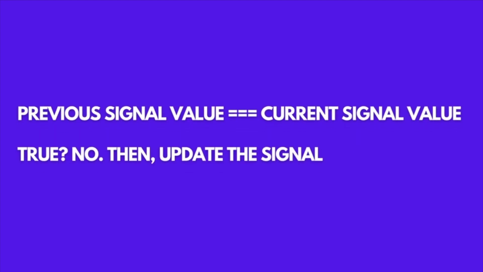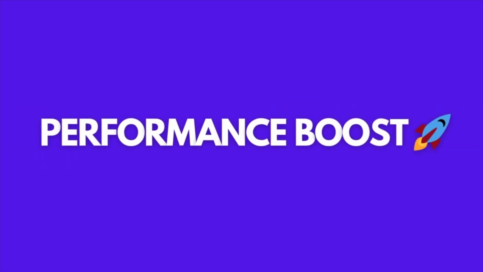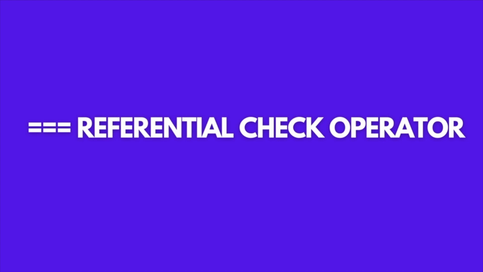But if the two values are not equal, then the equality function will return false, which will make the value of that signal be updated. So you see, this equality function provides a ground for performance boost in our application, which makes it very important, because a signal will only emit a new value if the new value that we are trying to emit is different from the previous one. Inbuilt, the angular equality function uses the triple equality operator to make its check.